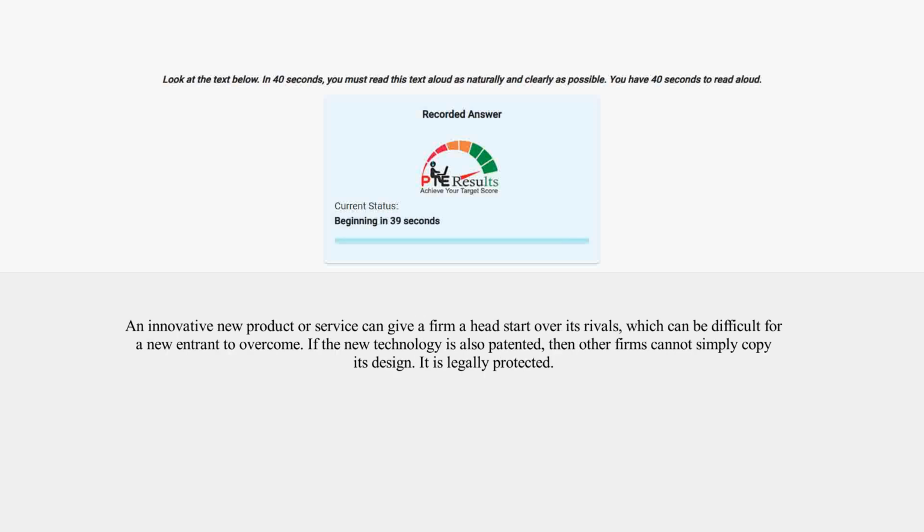An innovative new product or service can give a firm a head start over its rivals, which can be difficult for a new entrant to overcome. If the new technology is also patented, then other firms cannot simply copy its design. It is legally protected.